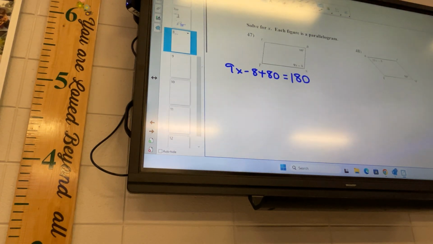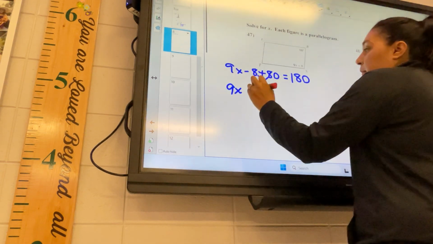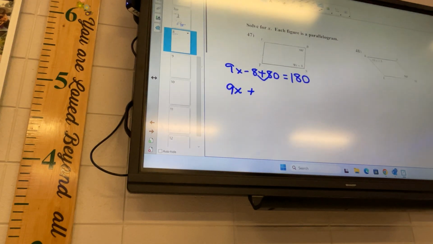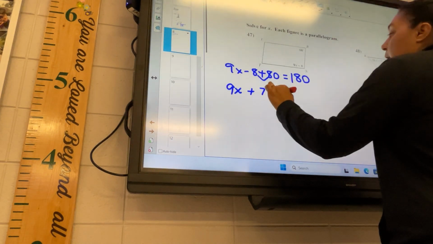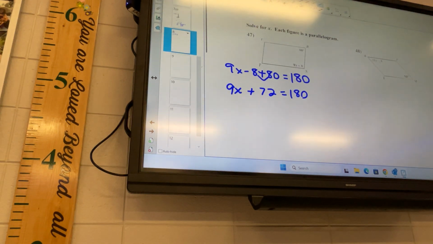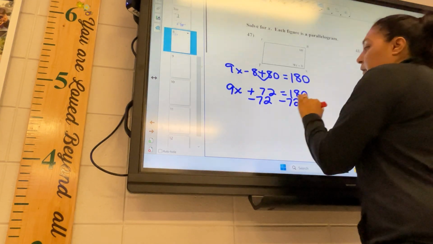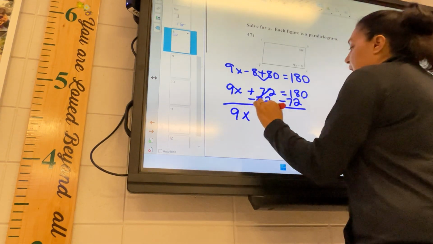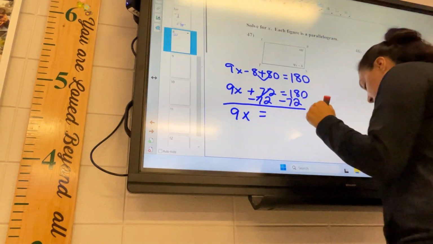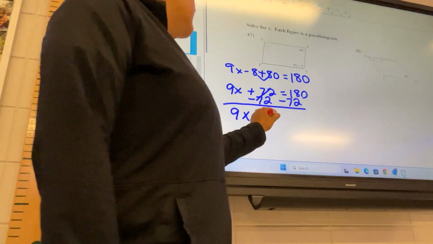Okay, so we can go ahead and combine. What is negative 8 plus 80? 72. Then what needs to happen? Minus 72 on both sides. So I got 9x equals 180 minus 72. What is 180 minus 72? 108.